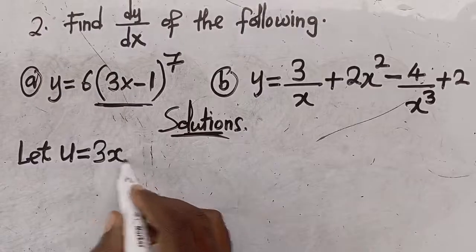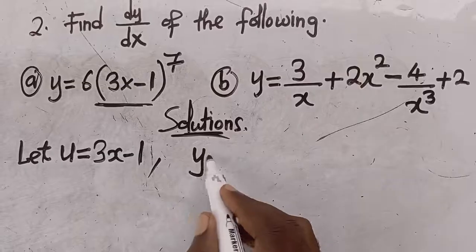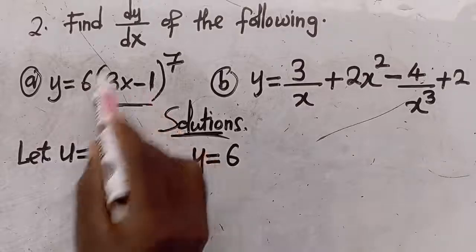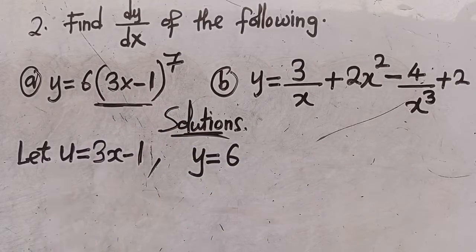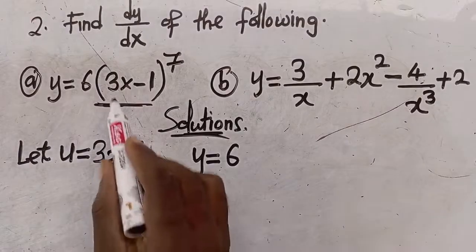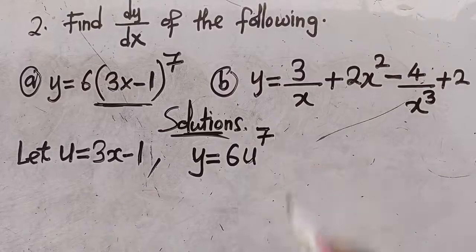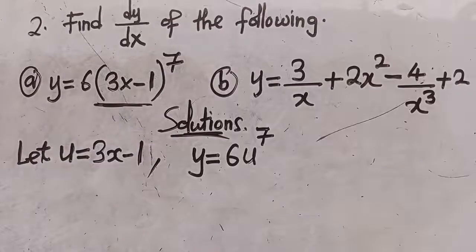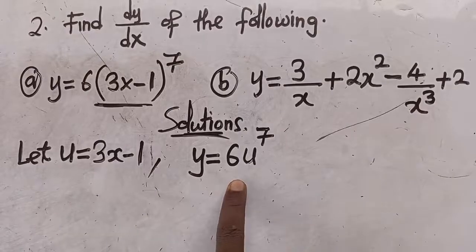That 3x - 1. We are going to have now y, which will be equal to what? We've got 6. I'm not going to write this one. Since I know that 3x - 1 is equivalent to u, where there is 3x - 1, I put u. So u to the power what? Power 7. This is what I'm going to come up with. I differentiate this, I also differentiate that one. This is what is happening.